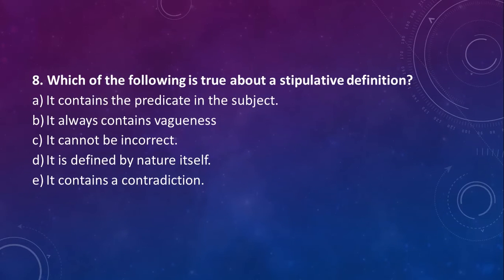Okay. Which of the following is true about a stipulative definition? It cannot be incorrect. You can't be wrong when you stipulate a definition, because that's what it is to stipulate something. You're just saying, okay, for the purposes of this conversation, this is what I mean by whatever. So it's not a thing that you can be right or wrong about, unlike a reportive definition, which you can be right or wrong about, or an essentialist definition.